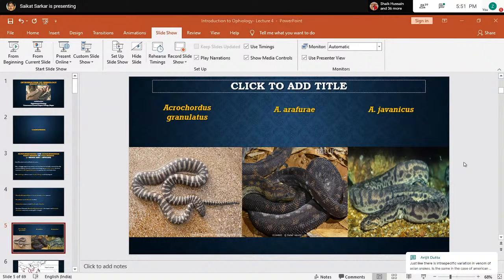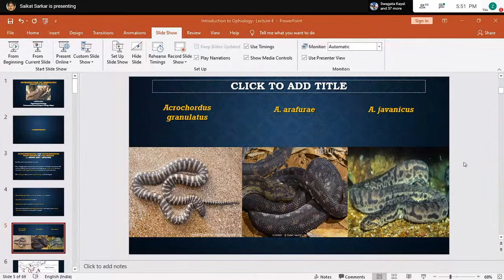Today's presentation, there is one question, I guess. Arijit Datta has asked that just like there is intraspecific variation in the venom of Asian snakes, is the same true in the case of American ones?